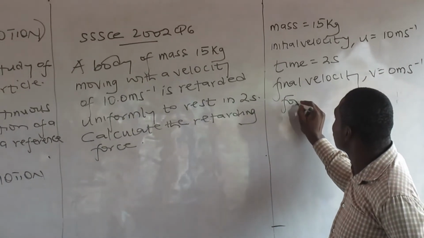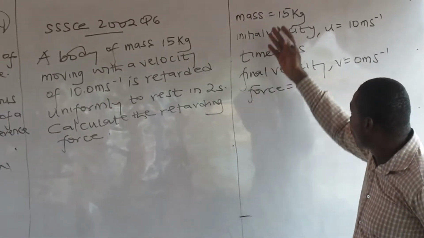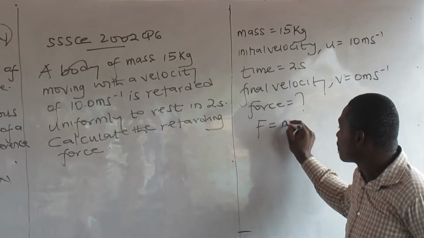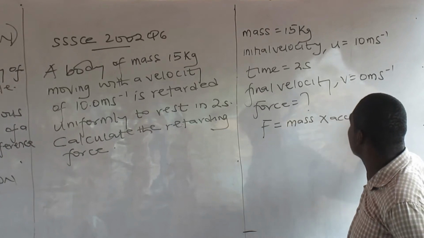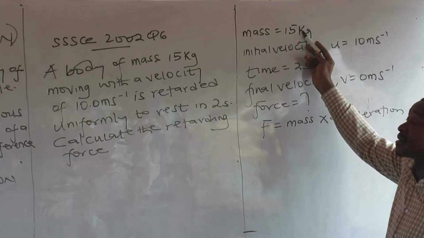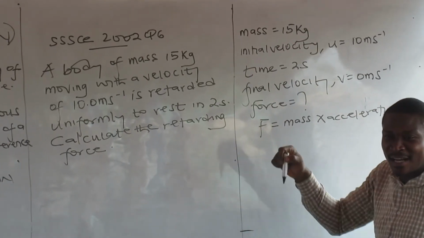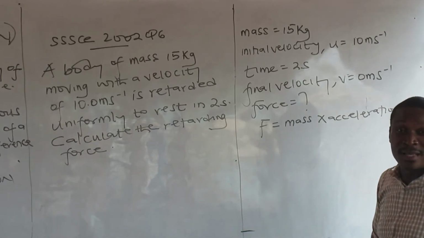So I'm looking for what? Force. The best thing for you to do is list your parameters, then find force. That's the first thing you have to do. Force is defined as mass times acceleration. Do you know your mass? Yes. Do you know your acceleration? No. It means I need the acceleration before I can finish my force. So I go looking for acceleration. That is how to solve.